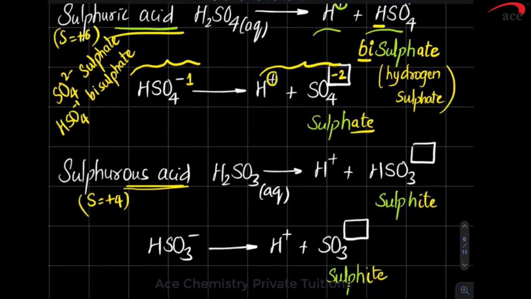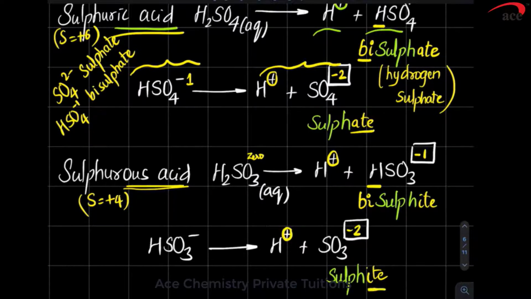Are you understanding it? Now, sulfurous acid, if added to water, gives you 1 H plus. So what do you expect is the charge on the remaining ion? -1. Total charge should be 0, as you are able to see here. Such an ion with an acidic hydrogen present in it gets the name what? Bi. So bisulfite. If bisulfite is added to water, it gives you H plus and SO3 with a charge of -2, which gets the name sulfite.